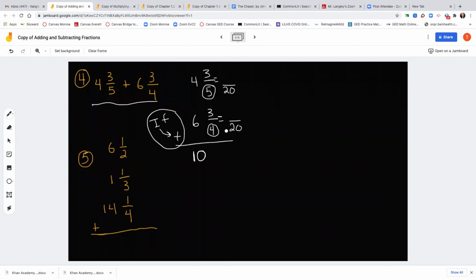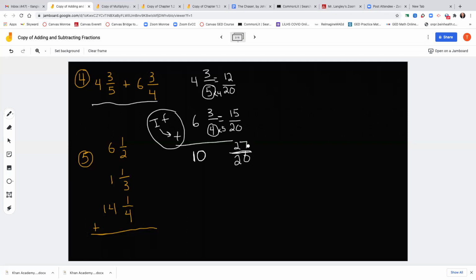All right, how did the 4 become a 20? I must have multiplied it by 5. That means I multiply 3 times 5 and I get 15. How did the 5 get to 20? I must have multiplied it times a 4. So I do the same to my numerator and I get 12. I have the same denominator now. I'm ready to add. So there's my denominator. And 15 plus 12 is 27.